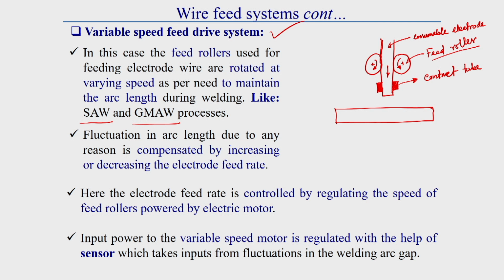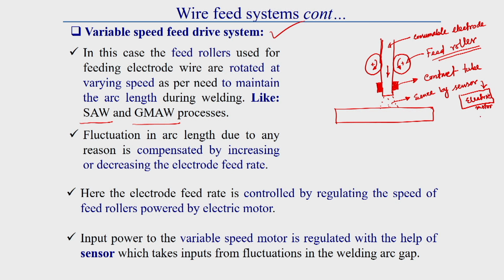Like in the previous case of the constant speed feed drive system, there the speed of the feed roller is constant, but here the speed of this feed roller can be variable in nature. So, if there is any change of arc voltage or arc current, a sensor gives a sense to the electric motor.